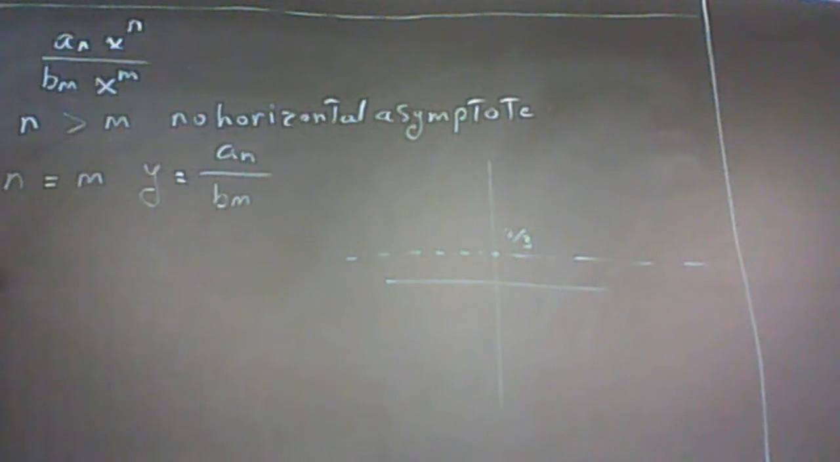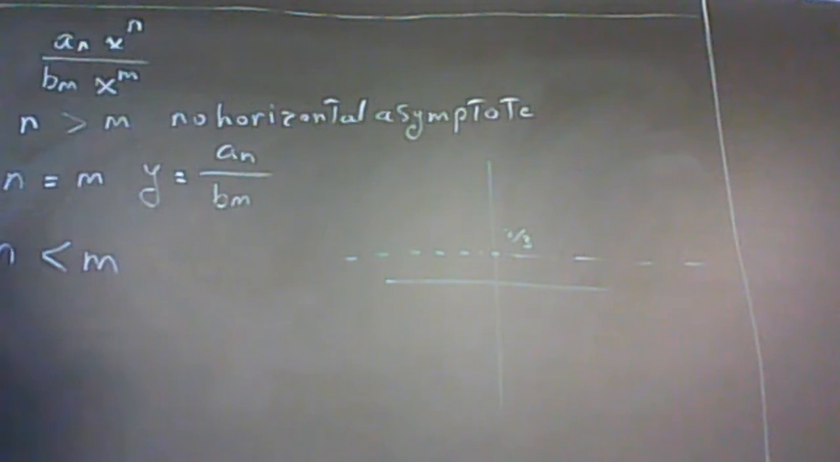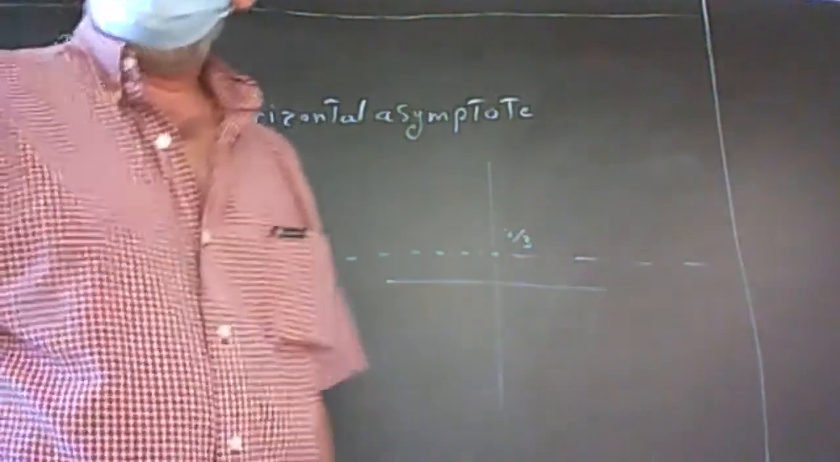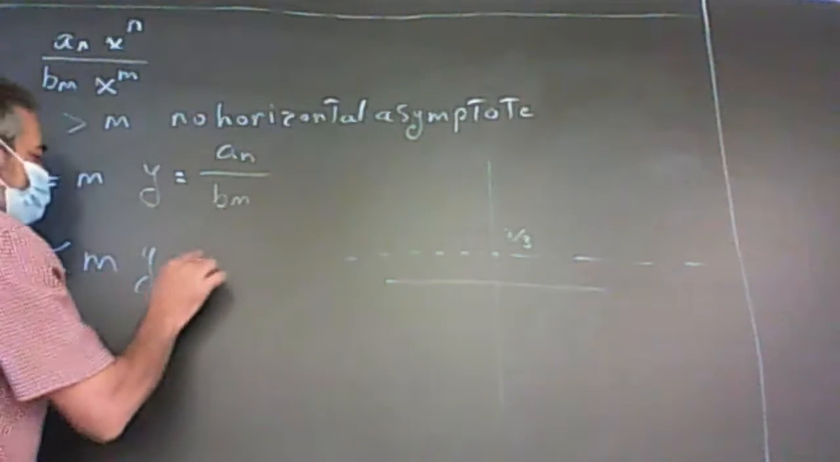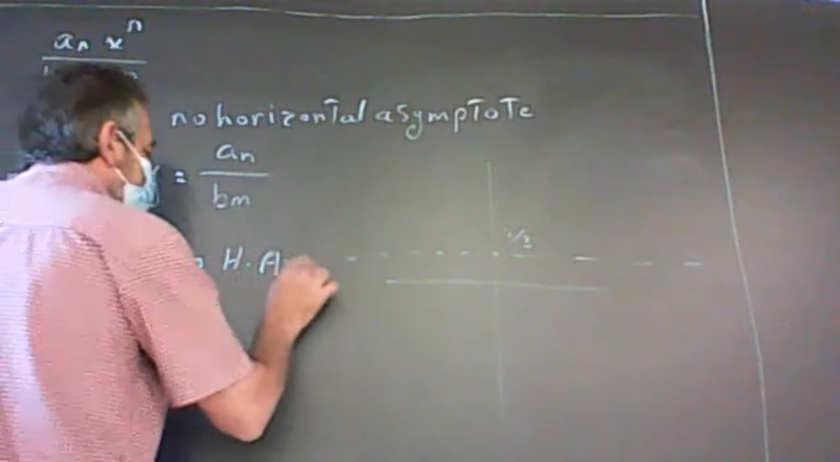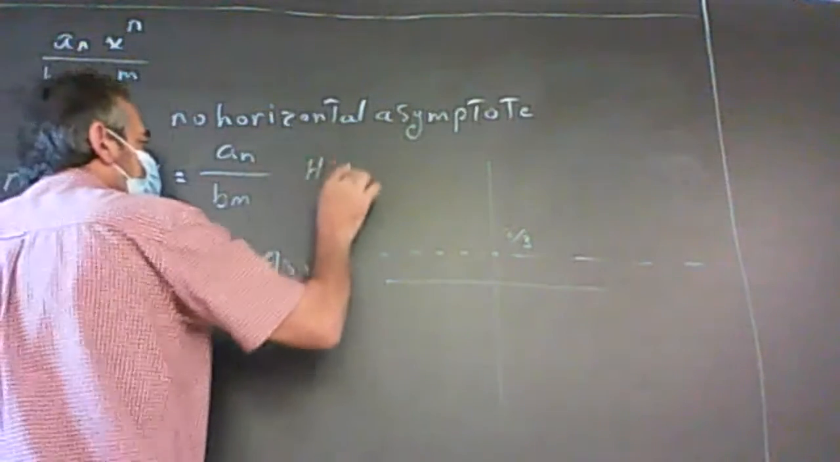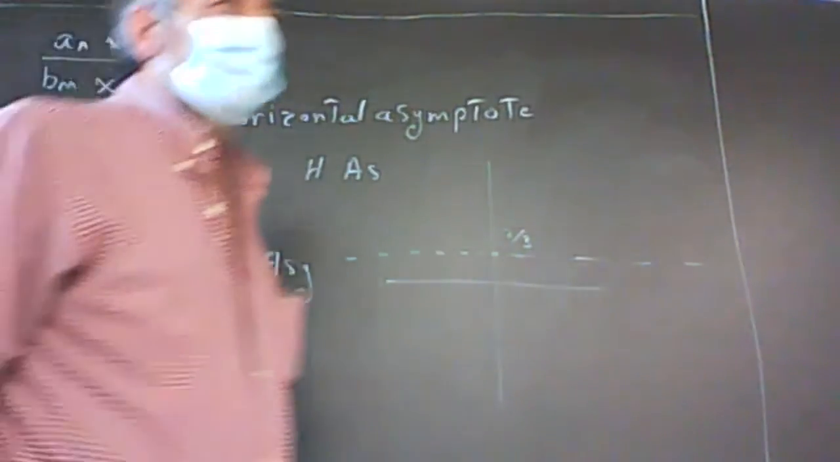If n is less than m, another way, let's say we have x on top, we have x squared on the bottom, or x cubed, or what have you, yes? As long as the denominator has a bigger exponent than the numerator, then y equals 0 is the horizontal asymptote. So those are the three conditions for your horizontal asymptote on the graph.